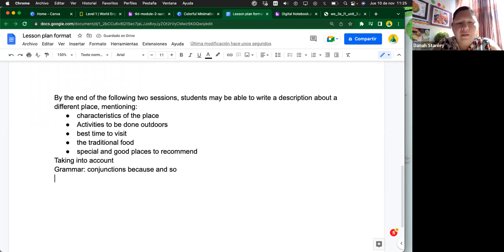They are going to write sentences, ¿verdad? Entonces, subject, verb, correspondence, punctuation, and capitalization, spelling. Ajá.